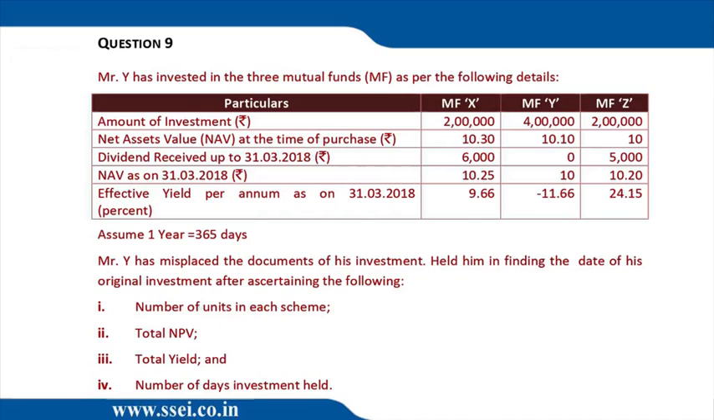Okay, in fact, you got the total yield in rupee terms while solving question number 3. So total yield divided by 2 lakh into 100, that's the HPY. So HPY divided by 9.66, that's into 365. Similarly for MFY, similarly for MFZ, you'll get the number of days of holding. Now go backward from 31st March. Everybody knows how to count days, and you'll be able to find out the date on which investment was made.